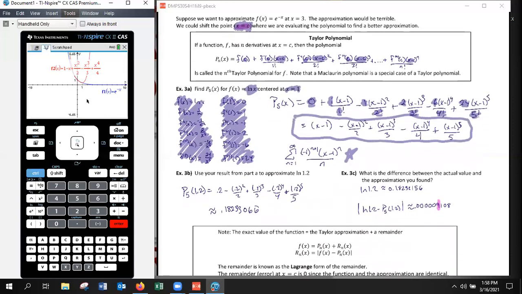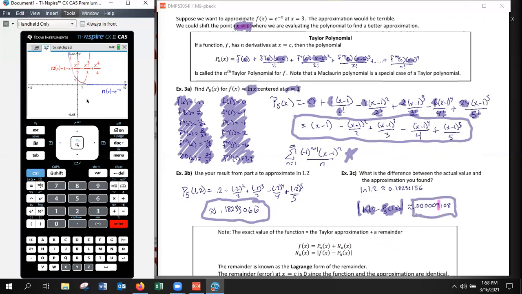Our result from part A is used to approximate the natural log of 1.2. So if I do that, I will get this decimal in my calculator. And then I want to know what's the difference between the actual and the approximation. So we will take the absolute value of the actual minus the approximation. In this case, it was positive already. But anyway, we have a very, very high degree of accuracy.